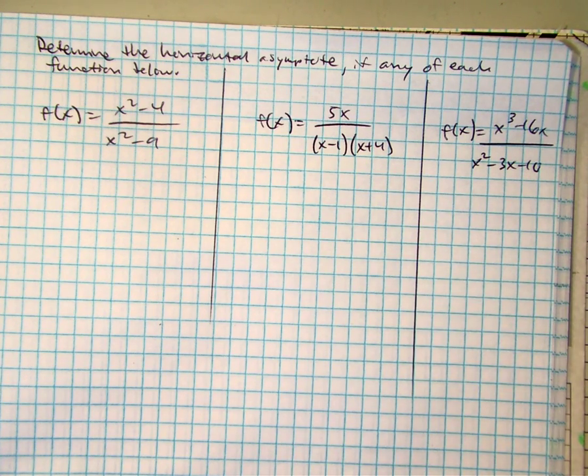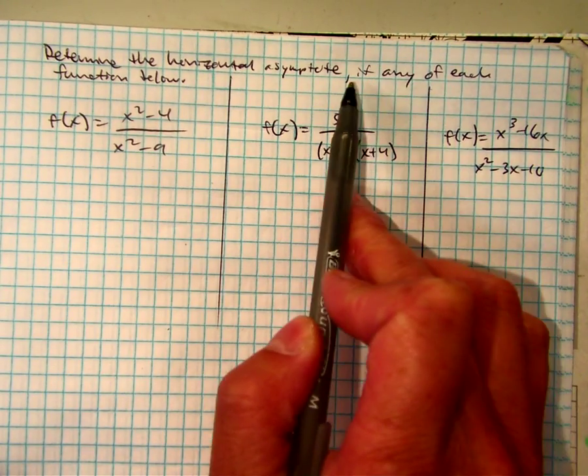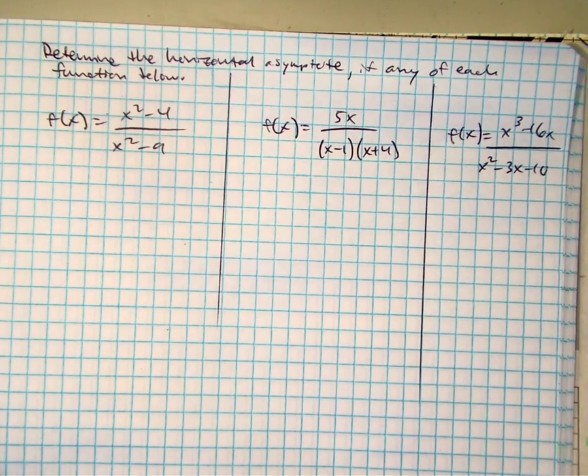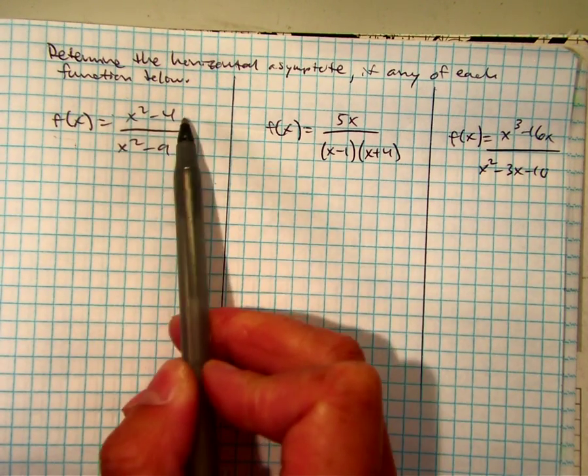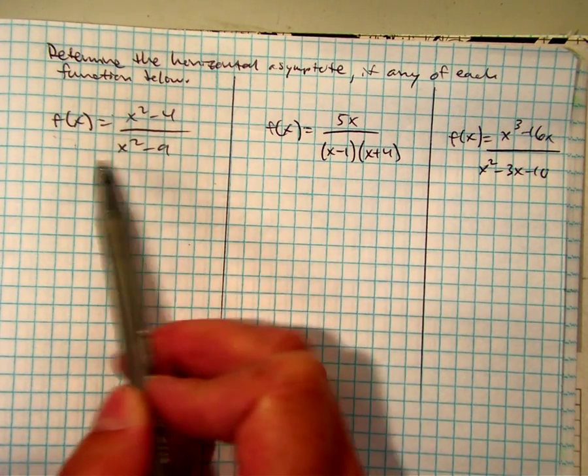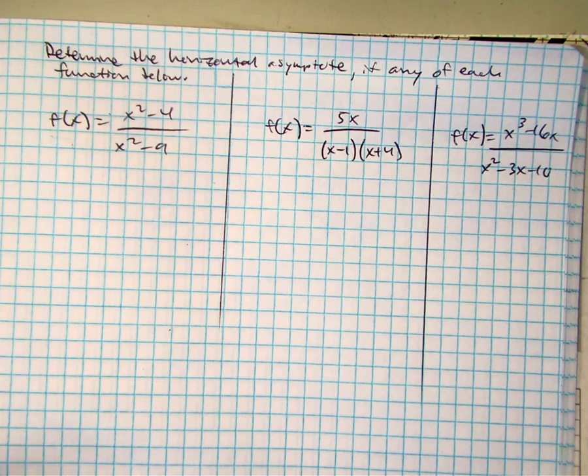Alright, so in this problem we are asked to determine the horizontal asymptote, if any, of each of the functions below. Let's just go ahead and do this first problem here. I have f of x equals x squared minus 4 over x squared minus 9.